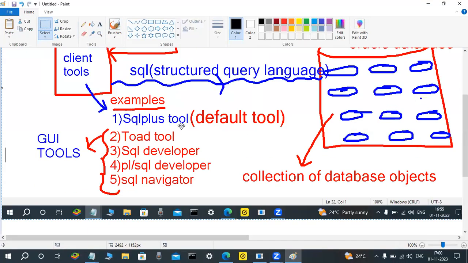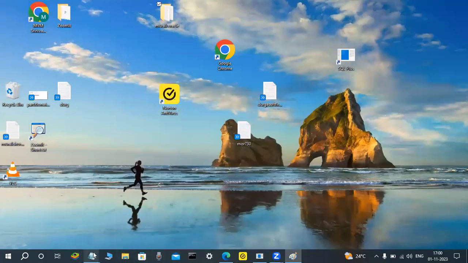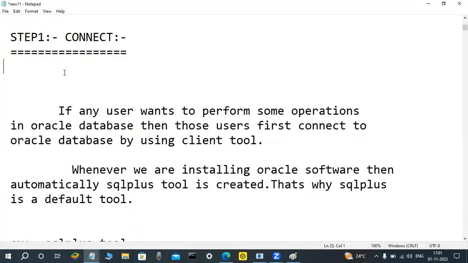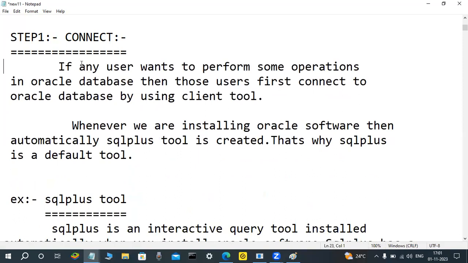Observe, the SQL Plus tool is a command line interface tool, but Toad, SQL Developer, PL/SQL Developer and SQL Navigator are graphical user interface, GUI tools only. At least write some theory today, first time. Now write it. Step 1, connect. Then only you draw the diagram.